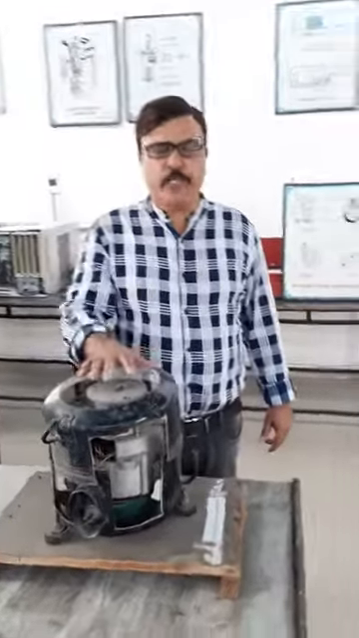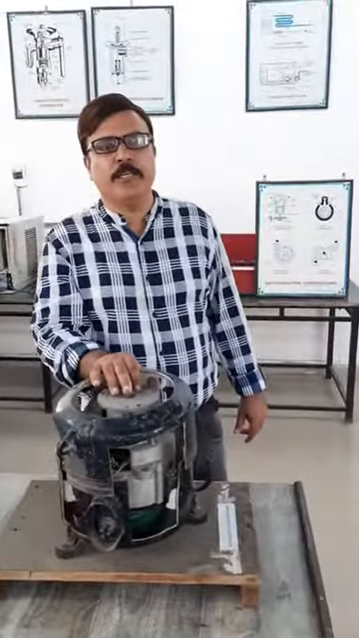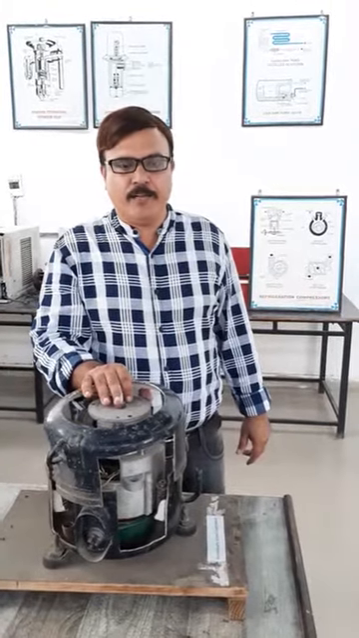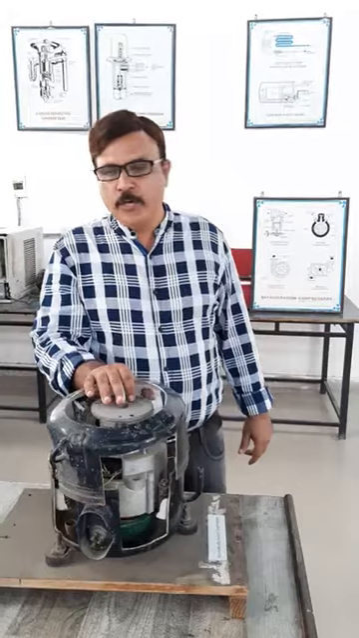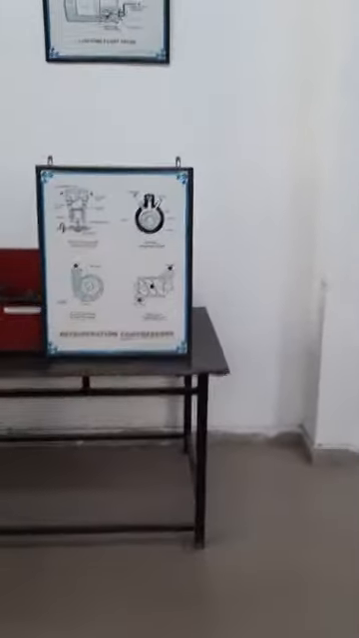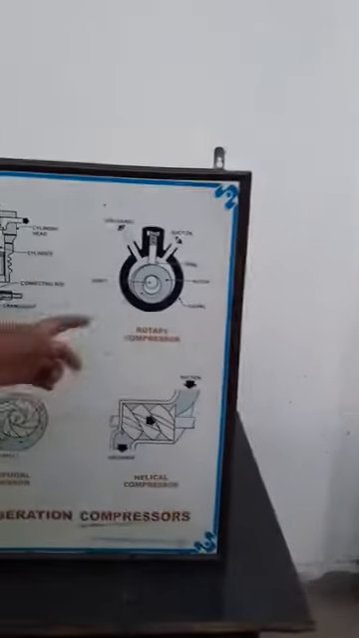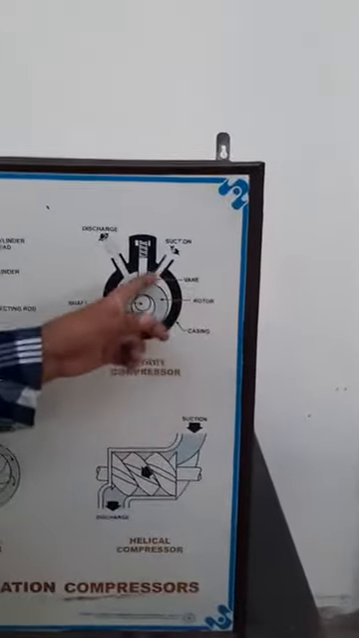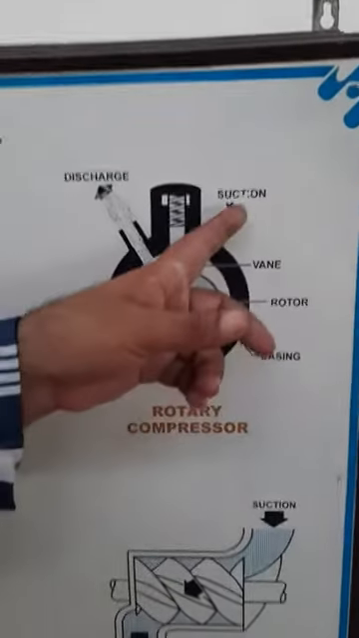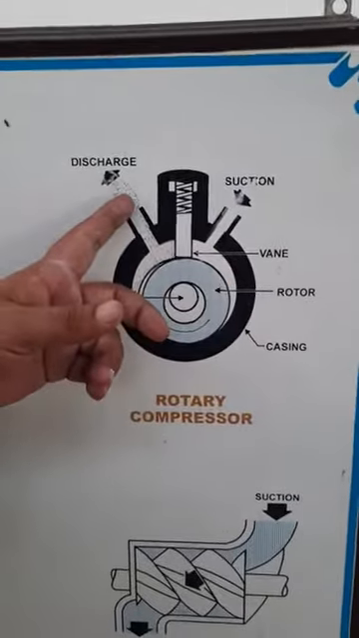And this is mostly the reciprocating type used in our household, in refrigerators, in air conditioning, and in freezers also. And next we have the rotary compressor. So look at here. Next we have the rotary compressor, in which there is a cylinder casing and one rotor, and the center one is the shaft, and this is the intake valve and this is the discharge valve.